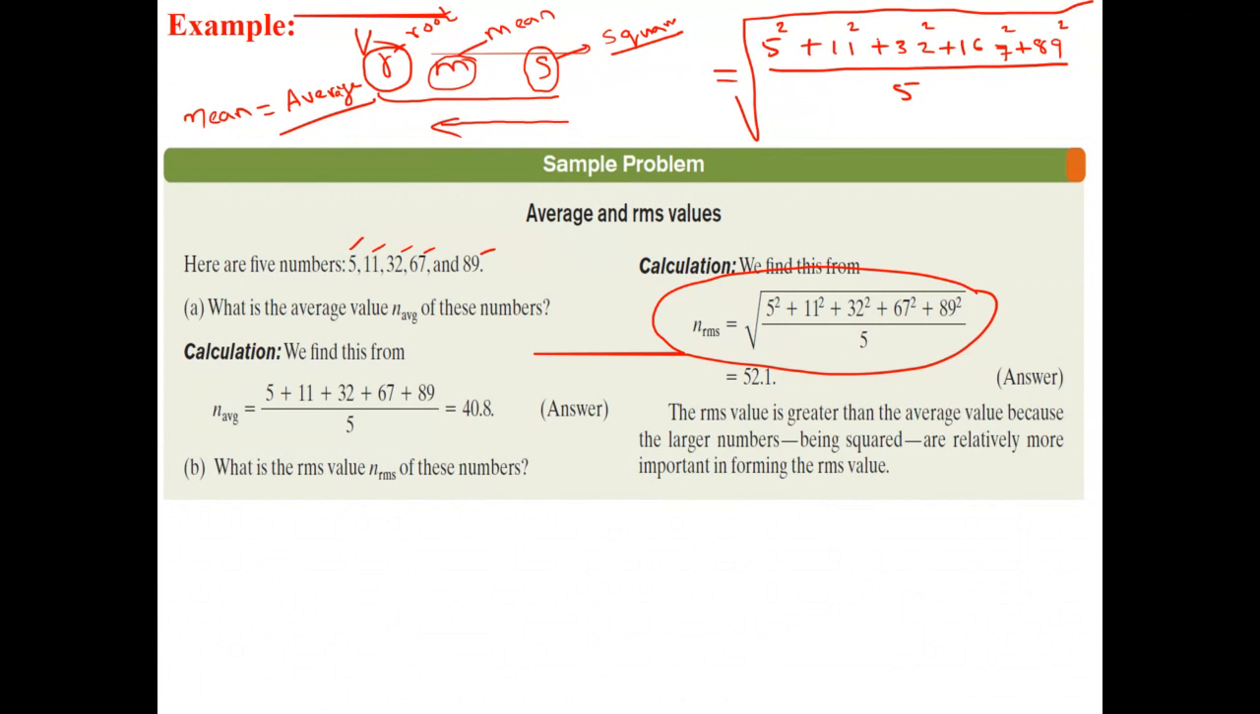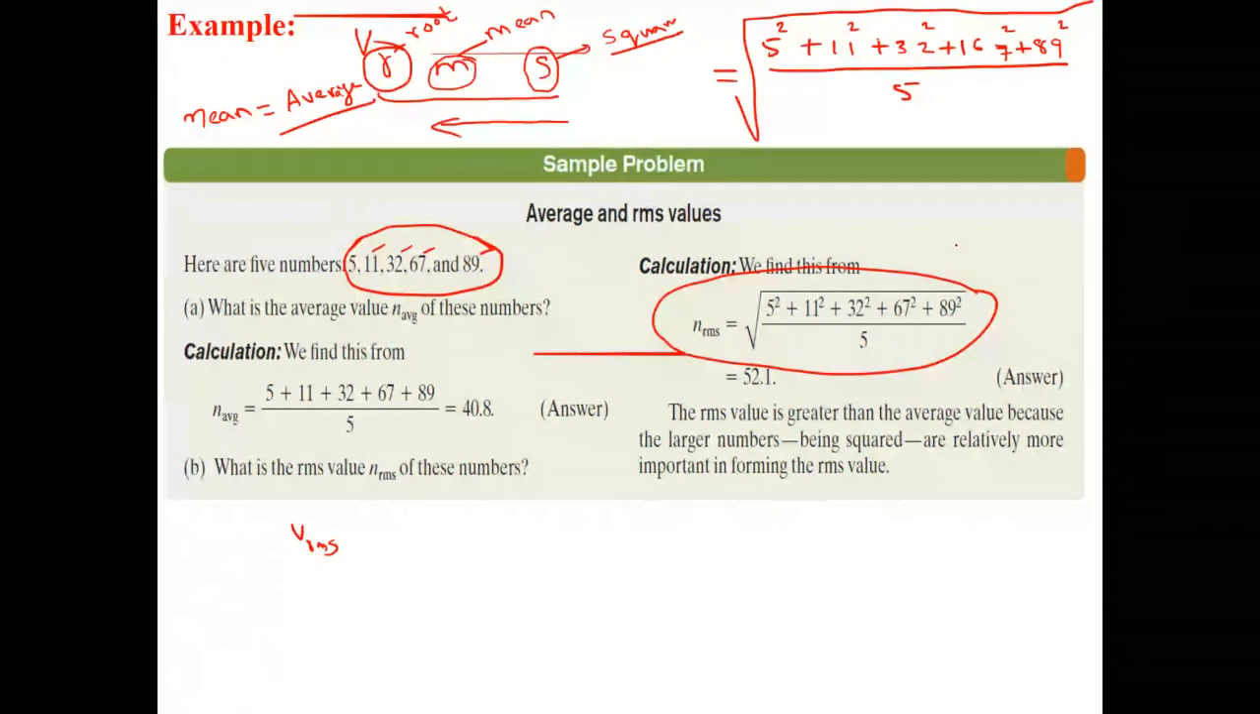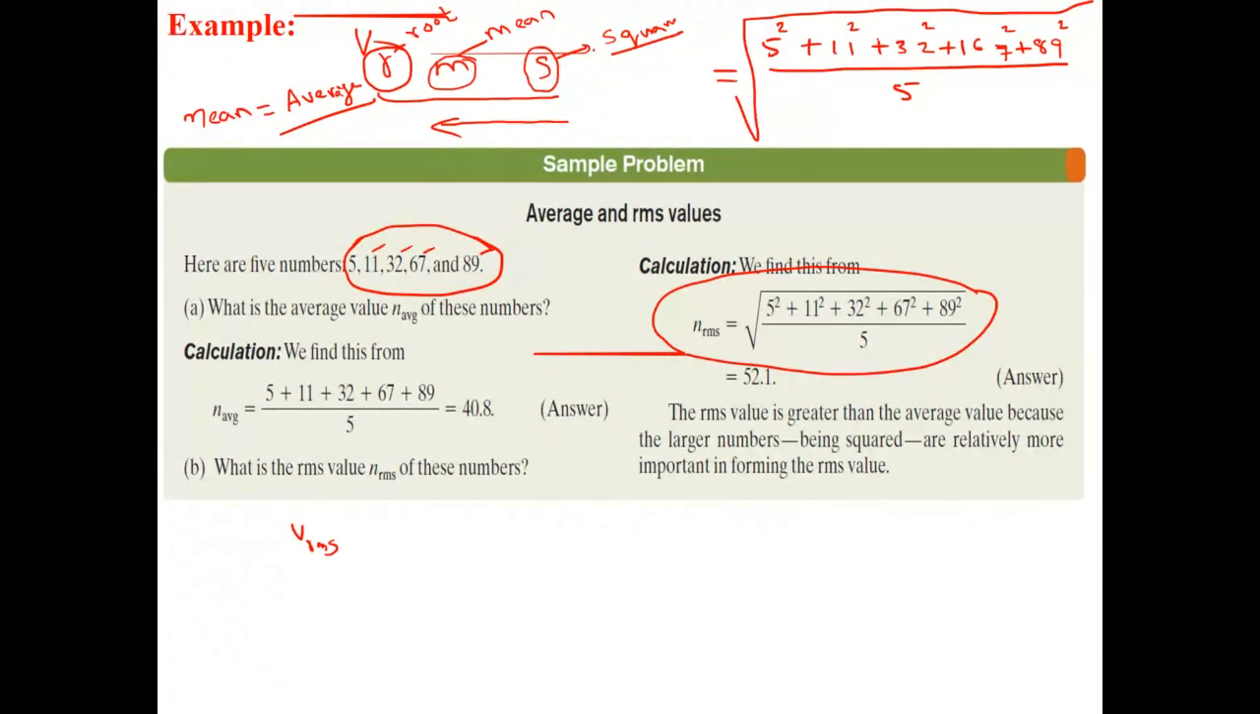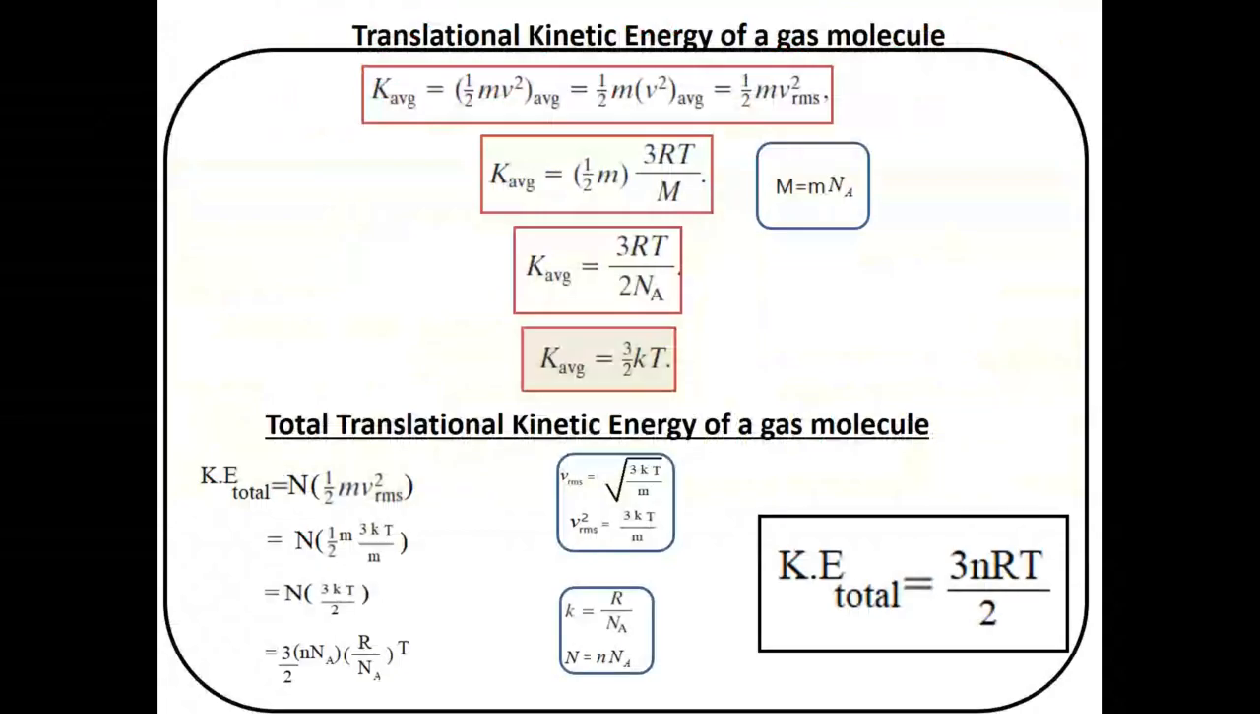Here they just give the numbers. For example, if I ask you to calculate the RMS speed of these numbers, you have to follow the same procedure. You have to follow the same procedure. Clear?